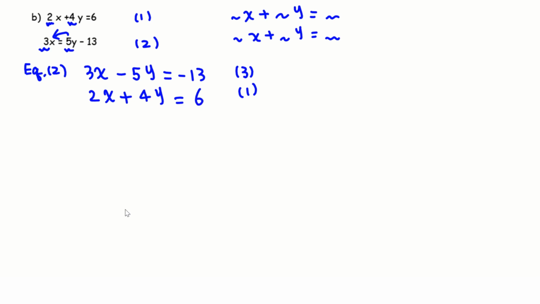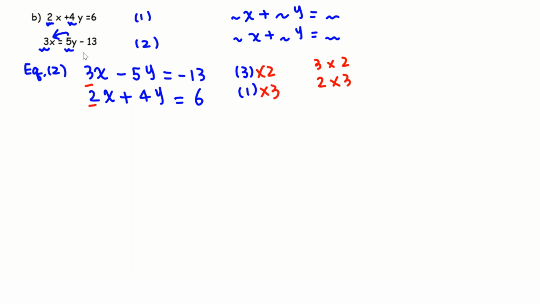We want one equation with only one variable, so we want to get rid of one variable. If we want to get rid of x, then we want to change these two numbers, 3 and 2, to be the same. You can think of it as greatest common denominator. So 3 times 2, 2 times 3 will give you the same number. So it means we are going to times equation 3 by 2, and times equation 1 by 3.